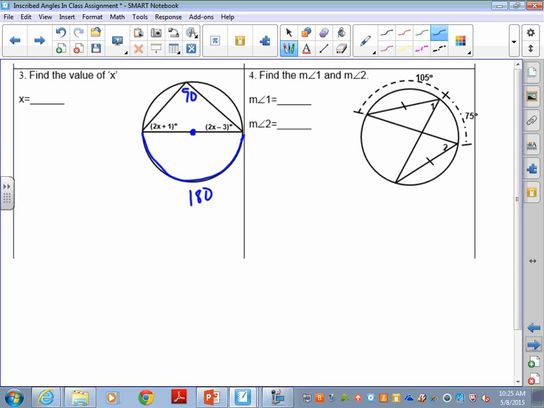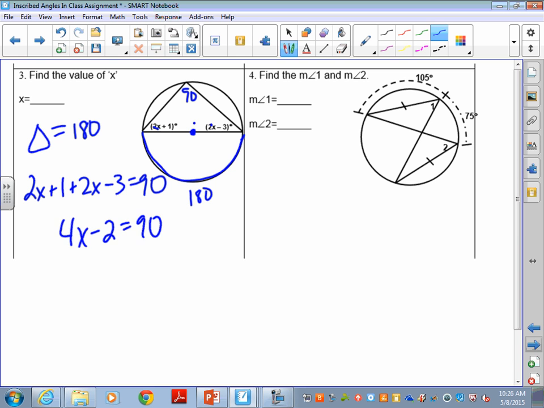It's going to be a right triangle. So what do I know remaining? Together they equal 90, because a triangle equals 180, but it's a right triangle, so the remaining two are always going to be acute angles that equal 90. They are going to be complementary. So we said 2x plus 1 plus 2x minus 3 equals 90. We should have 4x minus 2, so 4x equals 92. So x equals 23.